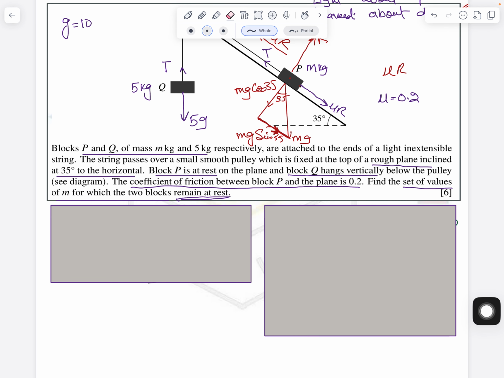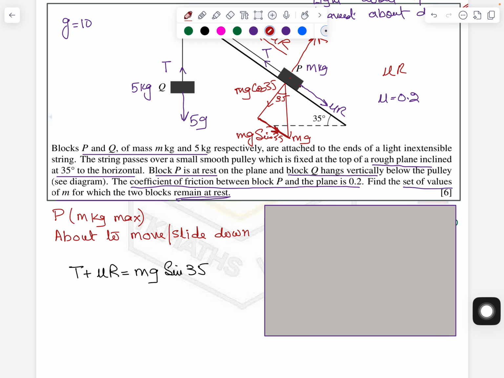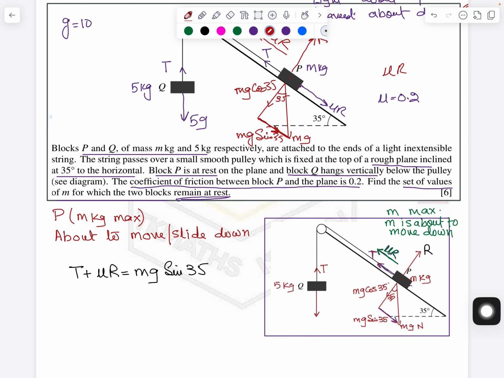So let's consider the first case. First of all, I'm talking about the case when the object is very heavy and it is about to move down or slide down. So the diagram will be like this. Because the object is about to move down, frictional force is acting upward, tension is acting upward, parallel to the plane. These two forces are acting upward, and due to weight, it is acting downward. So this is what I have written: T plus mu R is equal to mg sin 35.